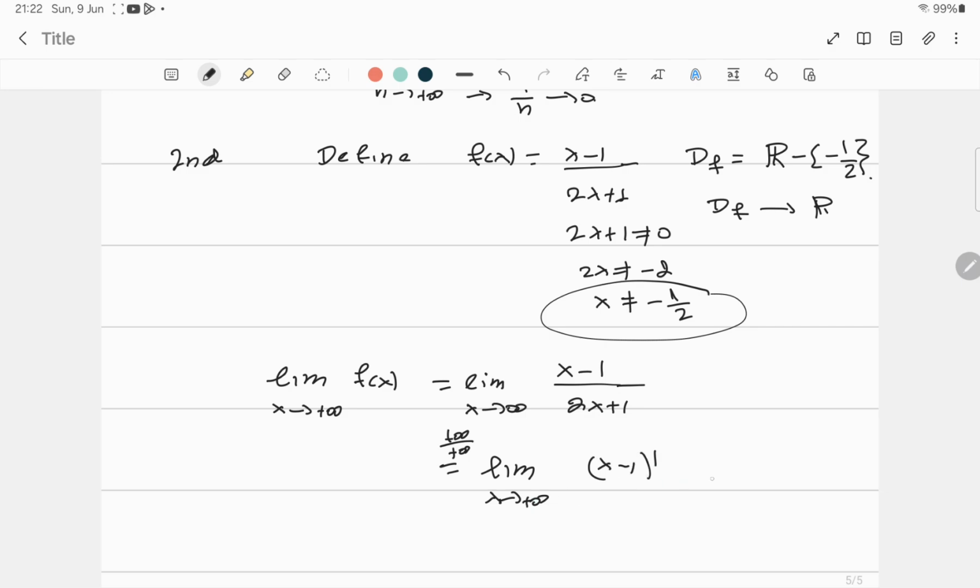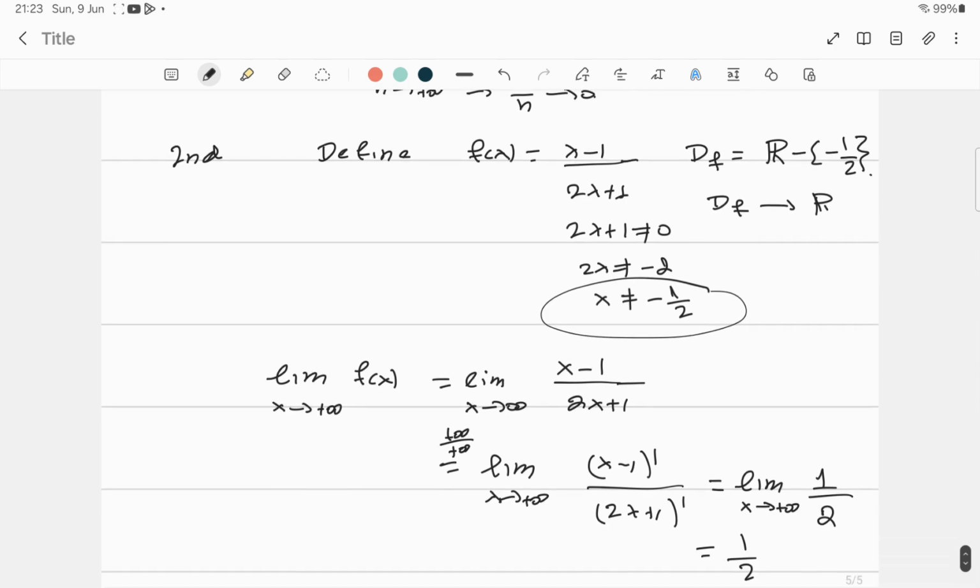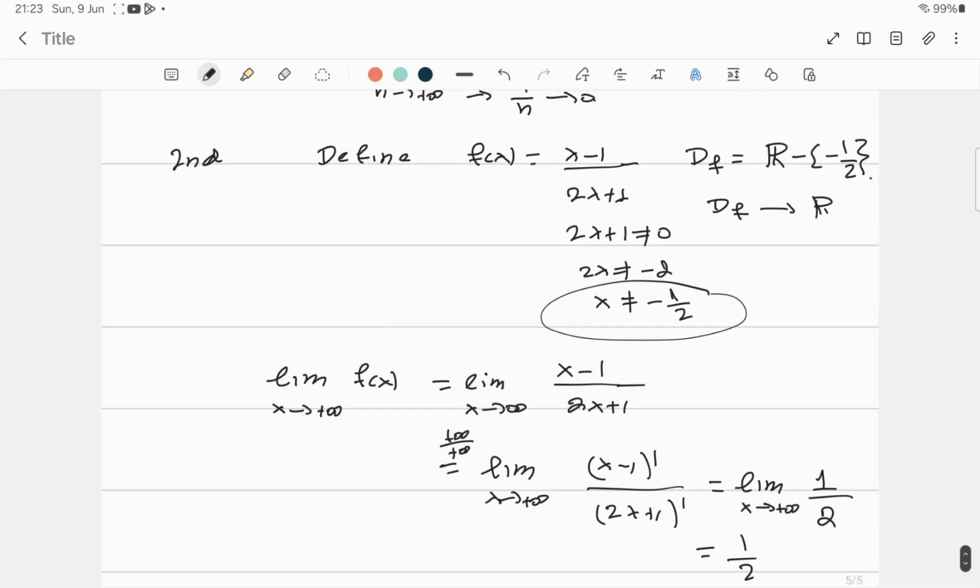We take the derivative in the numerator and the derivative in the denominator. So we have the limit as x grows to infinity: the derivative of x minus 1 is 1, over the derivative of the denominator, which is 2, and this gives me a half. So the limit of this sequence as n grows to infinity is equal to a half.